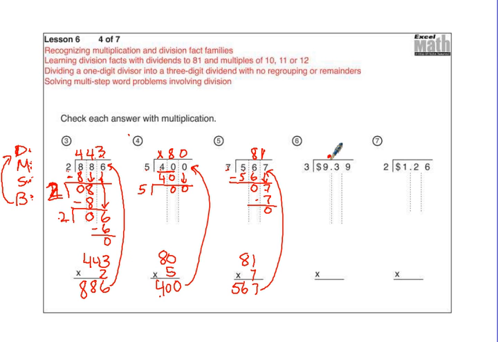Okay, don't forget your decimal point, dollar sign on this one. If you forgot to put that in, add it in now. 9 divided by 3 is 3. 3 times 3 is 9. 9 minus 9 is 0. Bring down the 3. 3 divided by 3 is 1. 1 times 3 is 3. 3 minus 3 is 0. Bring down the 9. 9 divided by 3 is 3. 3 times 3 is 9. 9 minus 9 is 0.